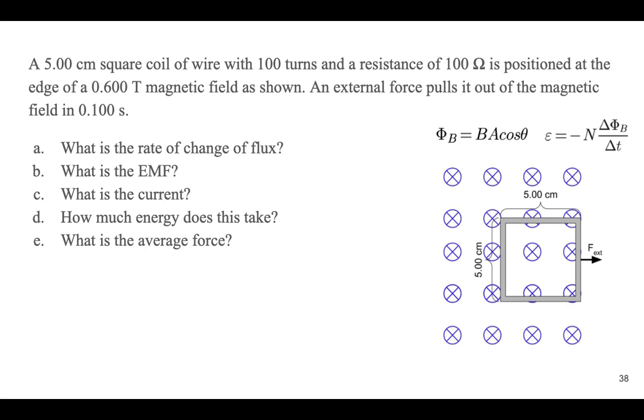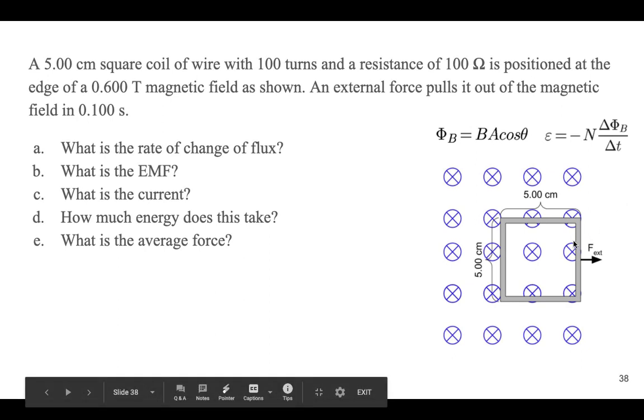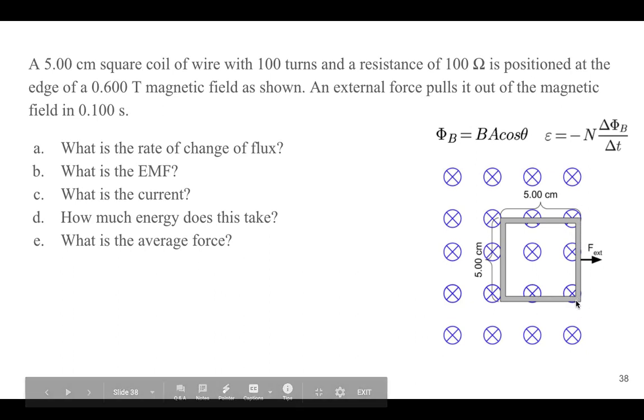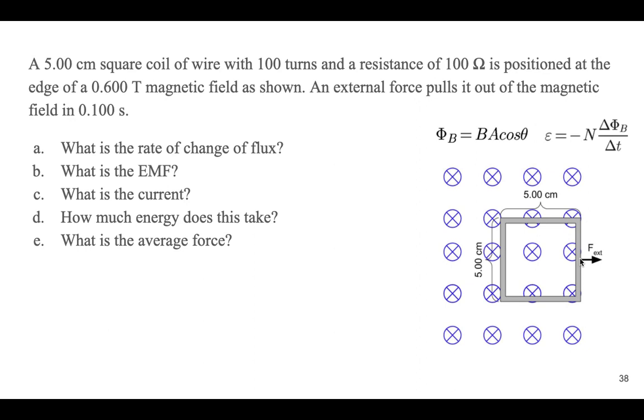So this is at the edge of a 0.600 Tesla magnetic field. So this guy's right here, and we're going to apply an external force that's going to pull this thing out of this magnetic field, and it's going to be completely out of the magnetic field in 0.100 seconds. So we've got to figure out a few different things about this.